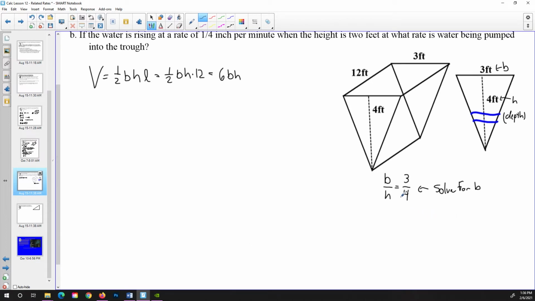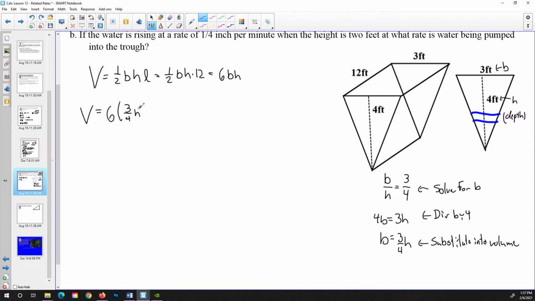So let's do that. I'm going to cross multiply, so I'll have 4b equals 3h. And again, we're trying to solve for b, so we're going to divide by 4. And that'll give us b equals 3/4 h. All right, so here we're going to take that and substitute, and so I'll have V equals 6 times 3/4 h times h, which will simplify down to 9/2 h squared.